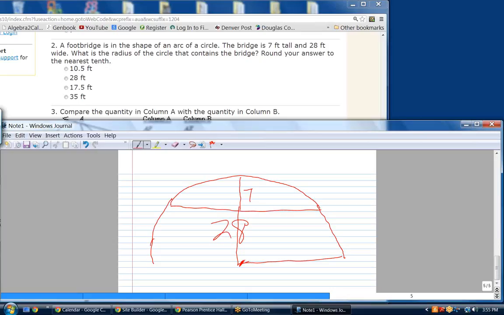If two chords intersect in the interior of a circle, then the product of the lengths of the segments of one chord is equal to the product of the lengths of the segments of the second chord. EA times EB equals EC times ED. In other words, if we draw the complete circle and we connect those chords, then what this theorem says is that this times this is equal to that times that.